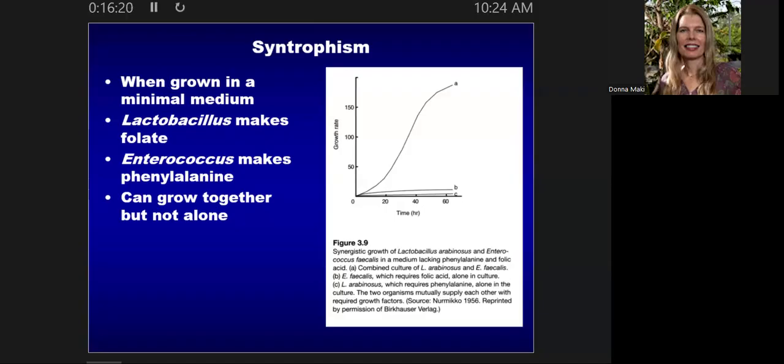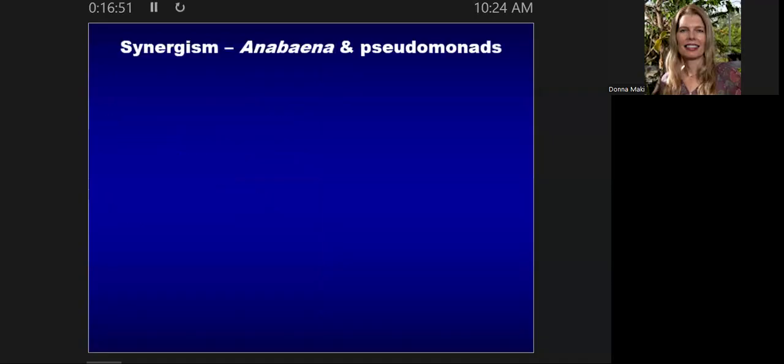Grow them together and they really take off because of the waste product: lactobacillus will make folate and excrete it. Enterococcus needs that. On the other hand, enterococcus makes phenylalanine. Lactobacillus needs that. And so if they're grown together, then they really take off. Grow them alone in minimal media and they don't make it because the minimal media doesn't provide the folate or the phenylalanine. And so lots of examples of this as well, especially when you do these experiments in the lab, you can demonstrate this type of idea pretty readily.